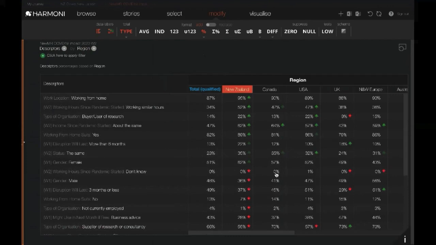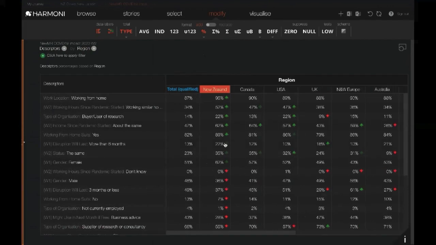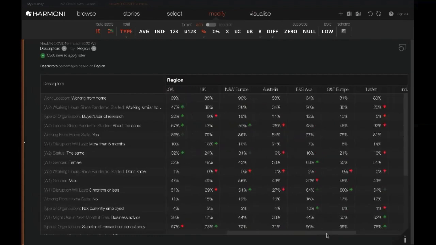So what we now see is that same list of items that positively differentiate researchers in New Zealand from everybody else. But we also see which other countries and regions are the most similar to those of us here in New Zealand. And you can see that Canada is the most similar, then the USA, then the UK, and so on. So they have similar characteristics to us here in New Zealand.